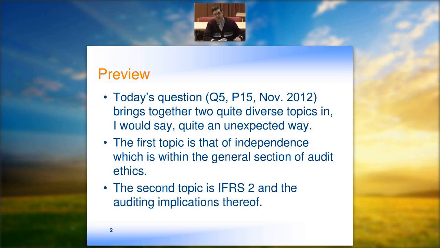So it brings together two very different topics. The first is that of independence and ethics, and the second topic is IFRS 2. I certainly wouldn't have expected to see those two topics brought together in the one question. What I'm going to do is first do an overview of independence and ethics, and then an overview of IFRS 2, and then we'll have a look at the question.